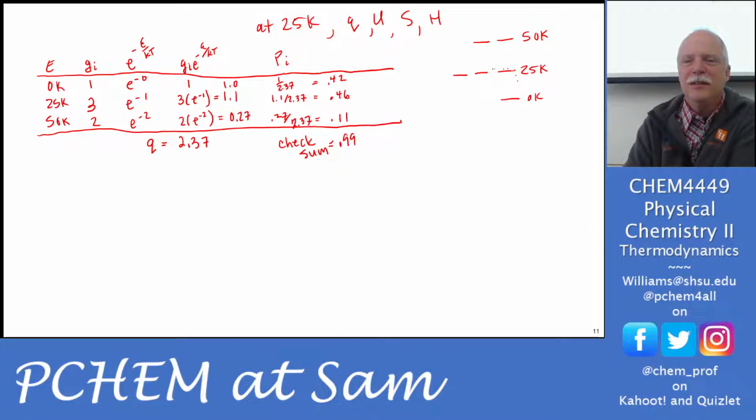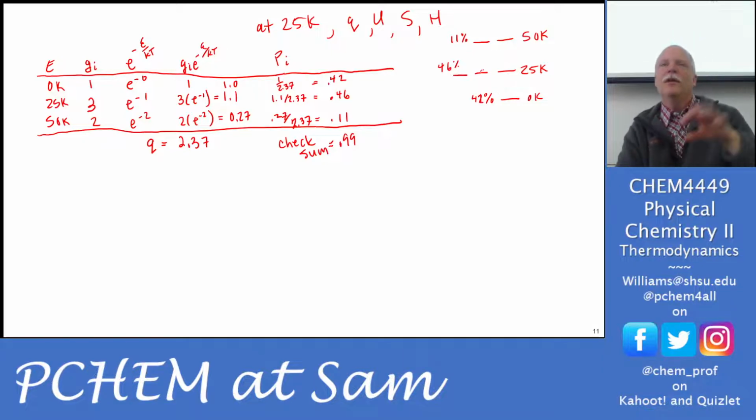All right, so do you understand what that means? That means we have 11% here. No, 42%. 46% divided by 3 across all of those, and 11% divided by 2. So that would be our probabilities of being in any one of those levels on average.